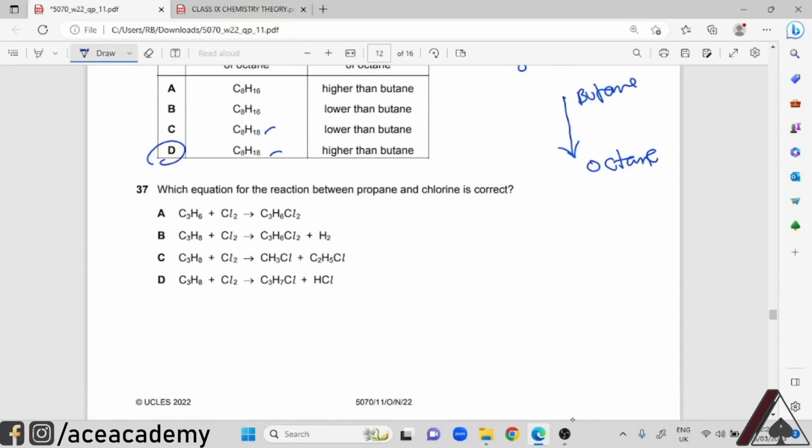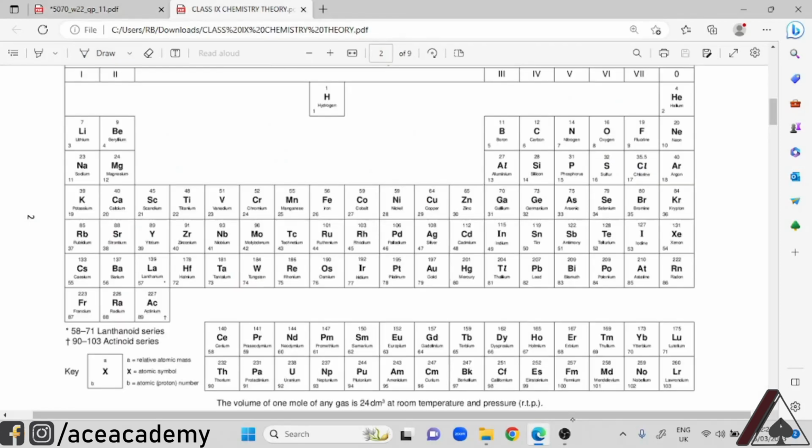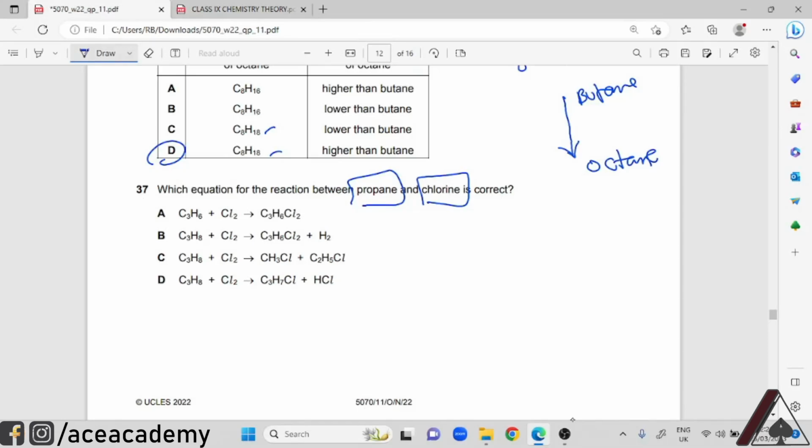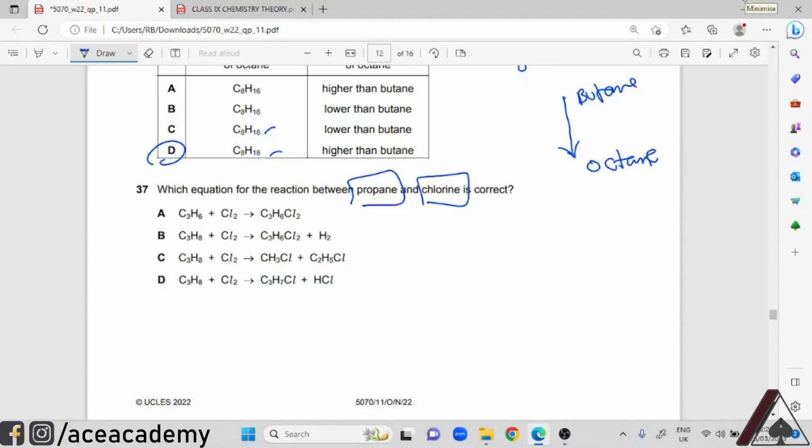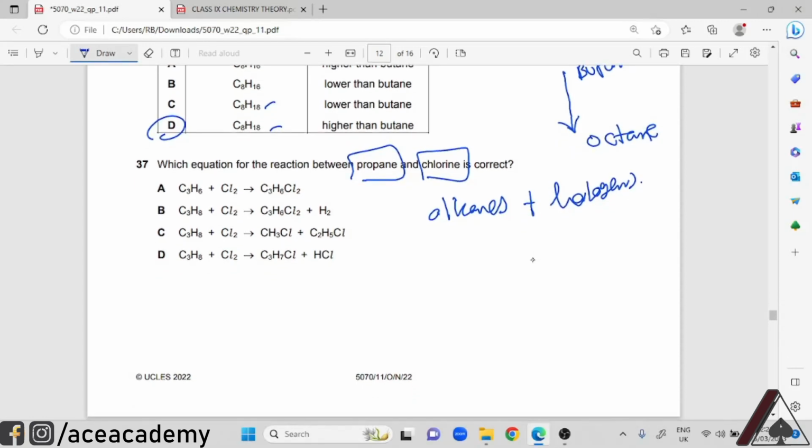Then we have question 37, which says which equation for the reaction between propane and chlorine is correct. So propane is an alkane and chlorine, we know, is in group 7. So when alkanes and halogens react, we know that alkanes and halogens react and they form hydrogen halide.